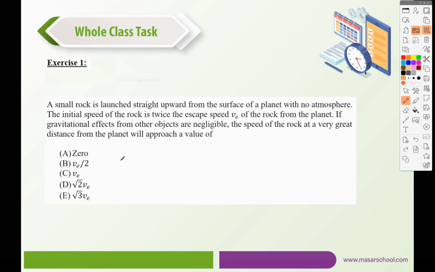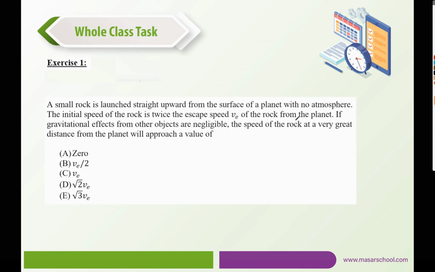A small rock is launched straight upwards from the surface of a planet with no atmosphere. The initial speed of the rock is twice the escape speed VE. Now let's recall what the escape speed VE is. It is the amount of speed given to an object in order to make it free from the planet, and the final kinetic energy in this case would be 0. If we give the rock twice the escape speed, it will still escape the planet, but the final kinetic energy won't be 0 because we have an excess of energy.